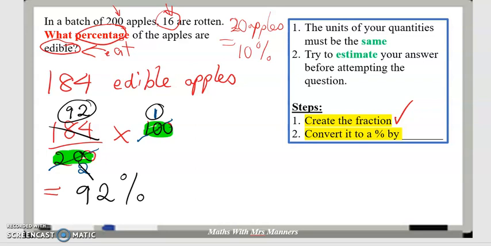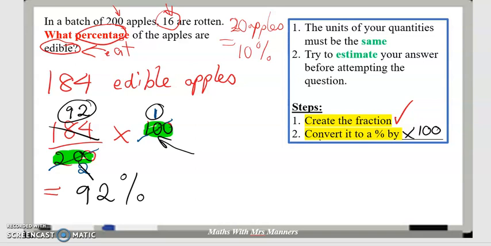I got an answer very close to 90%, like I said I would before. I've converted the fraction to a percentage by multiplying by 100, which I did over here, and then it was just a bit of fraction work to get it down to the percentage.